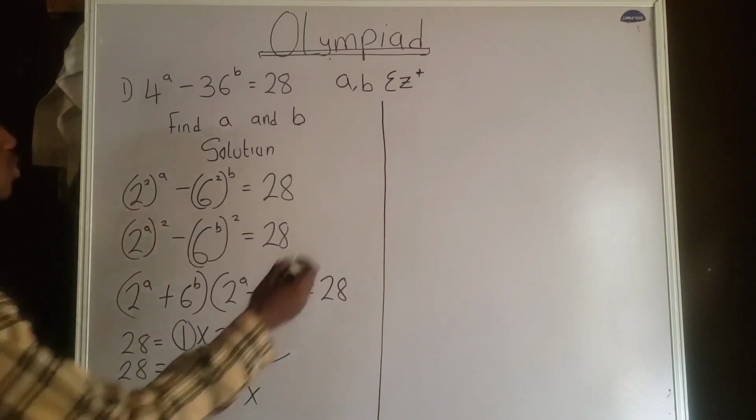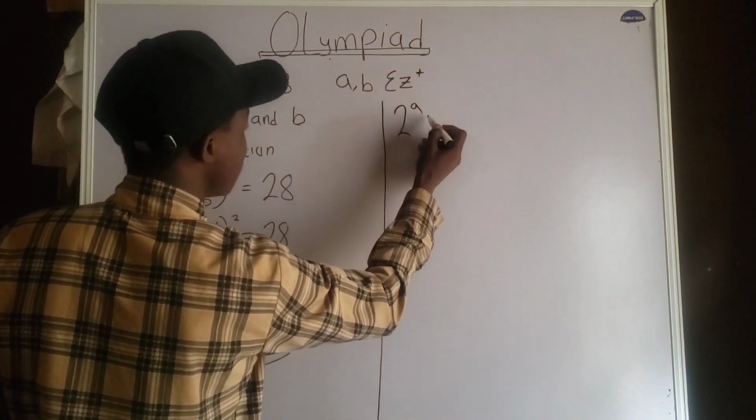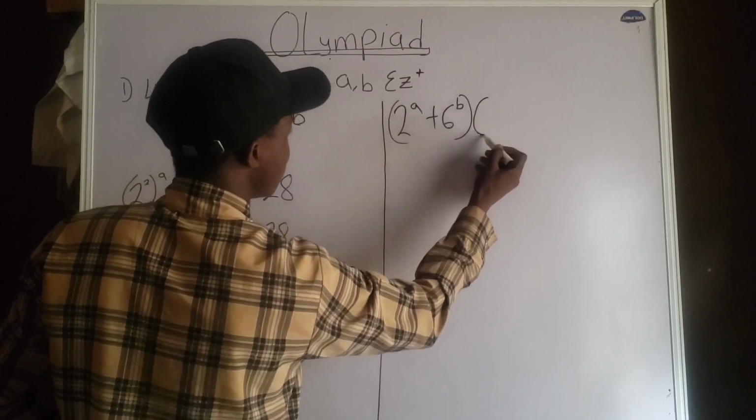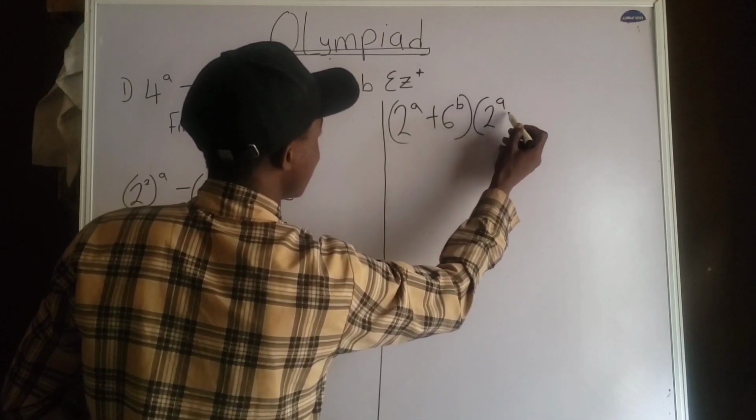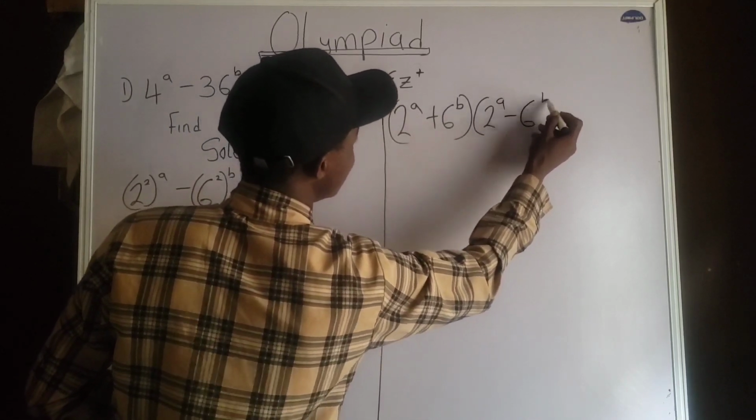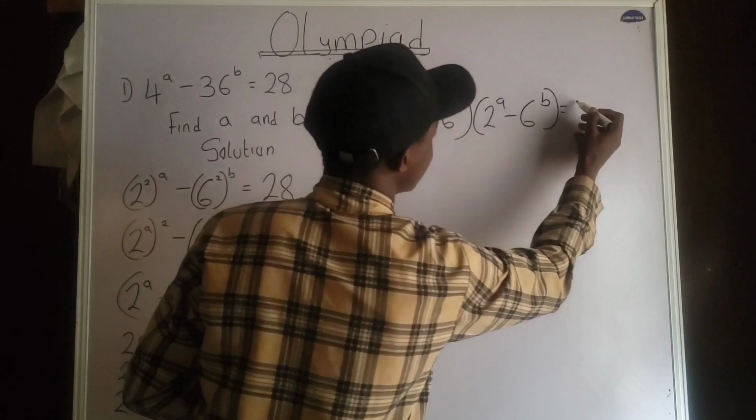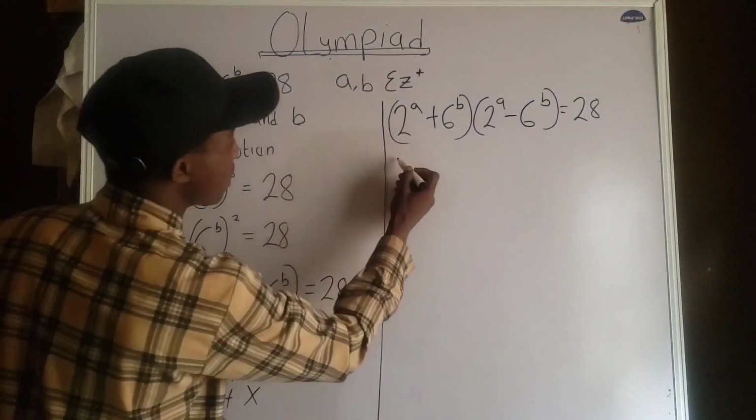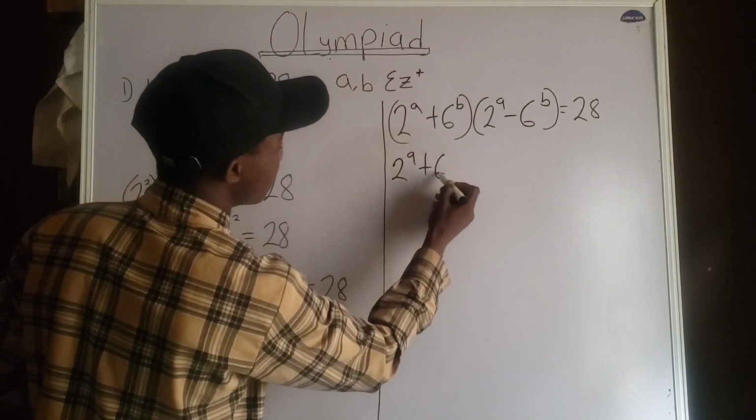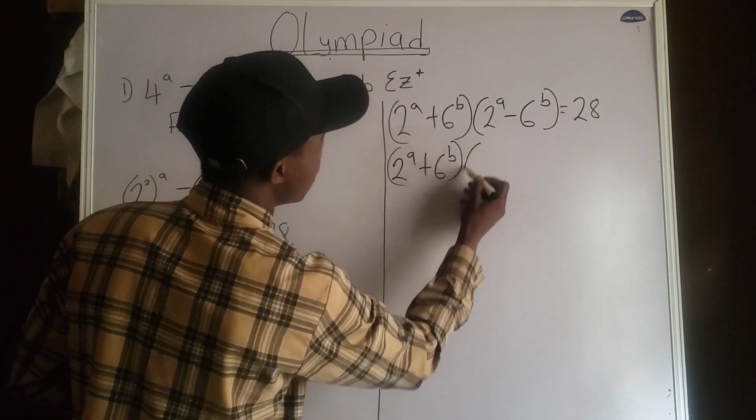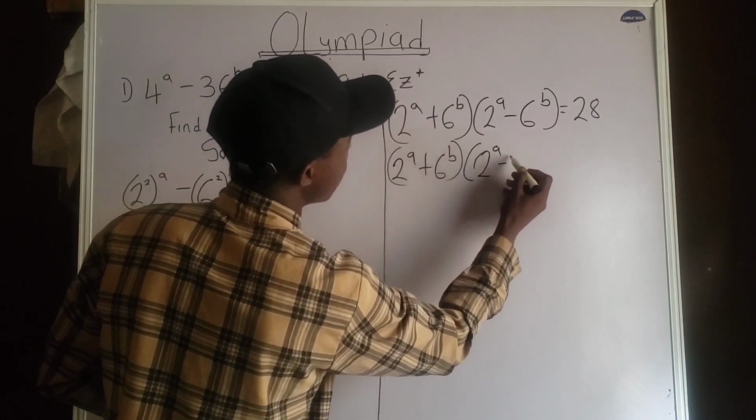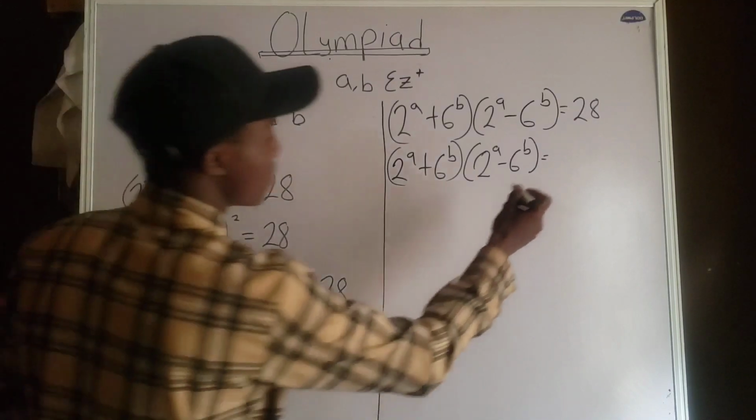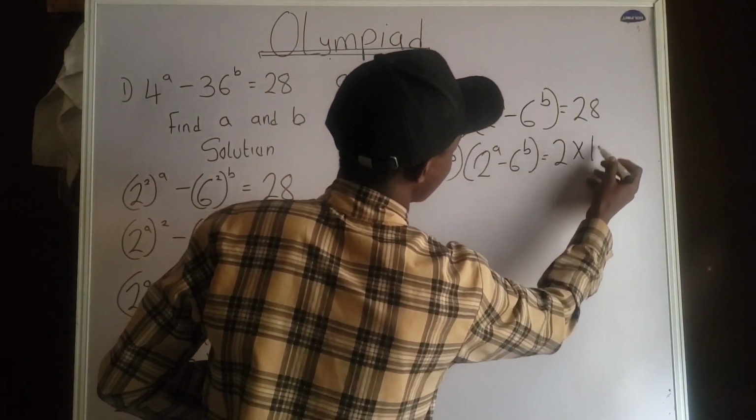So let us proceed. I have (2^a plus 6^b) multiplied by (2^a minus 6^b) equals 28. So I'm going to use this expression: (2^a plus 6^b) times (2^a minus 6^b) equals 2 multiplied by 14. So I'm going to have 2 multiplied by 14.